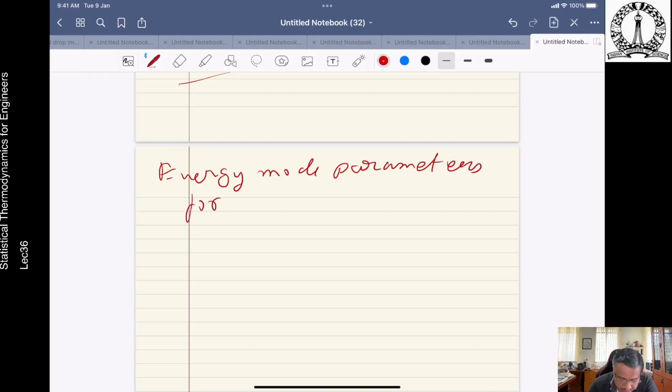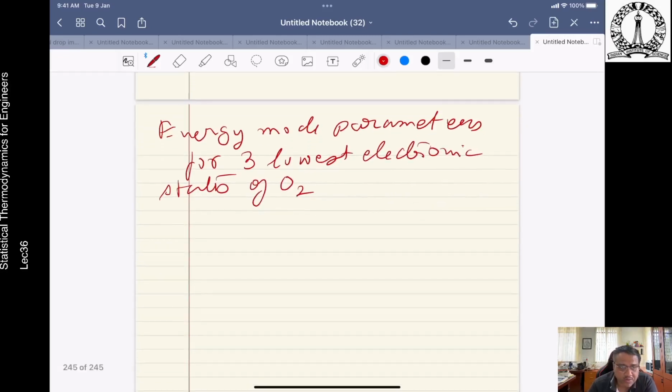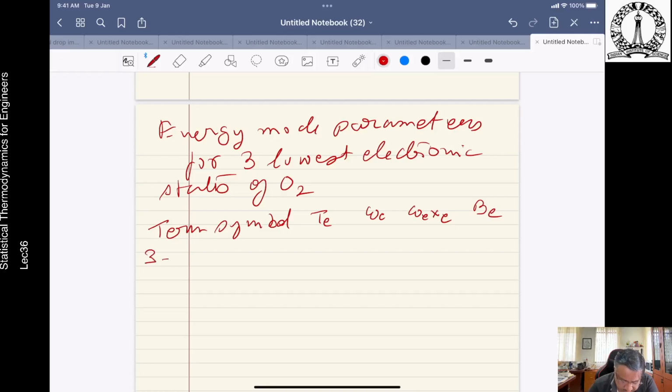Parameters for the lowest electronic states of oxygen, O2. This is essential because this is how these things are tabulated, so that we can find all these degeneracies and other things. Then there is TE, then omega E, and then omega E XE. Remember, this comes from a complex model, then BE, and then you can find alpha E. I will not write all the terms, but definitely you can write them all.